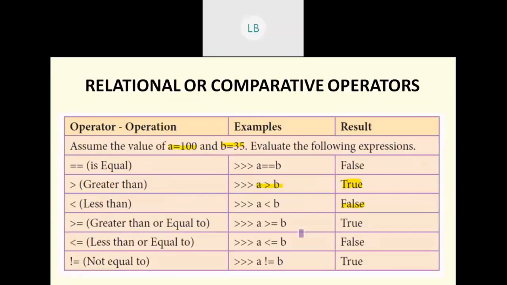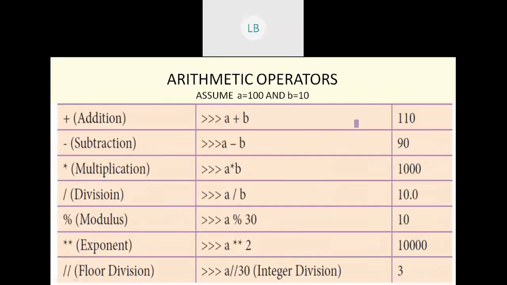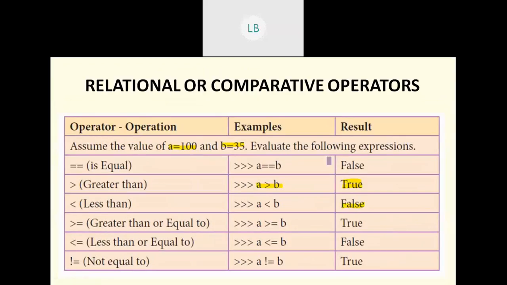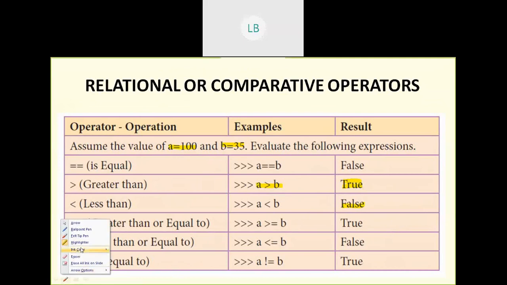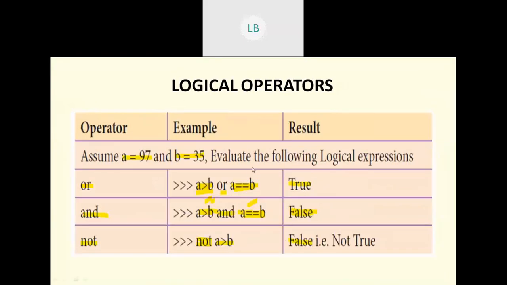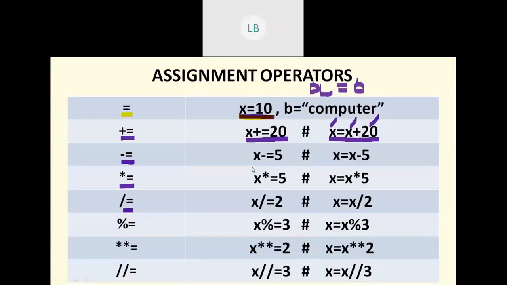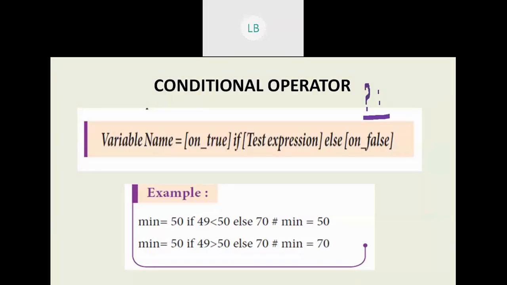In the previous operators, arithmetic operators, relational operators, logical operators, and assignment operators, all these operators will act on two operands. But conditional operator will act on three operands. That is why it is called as ternary operator.